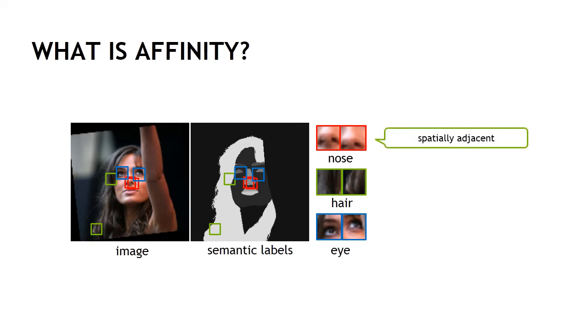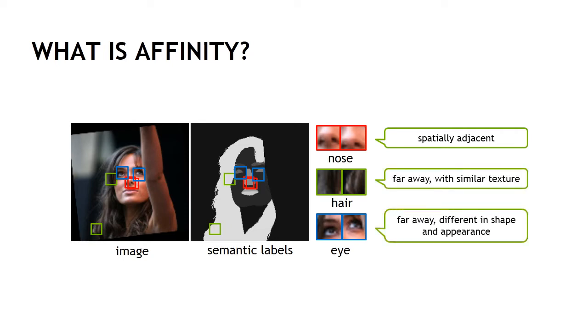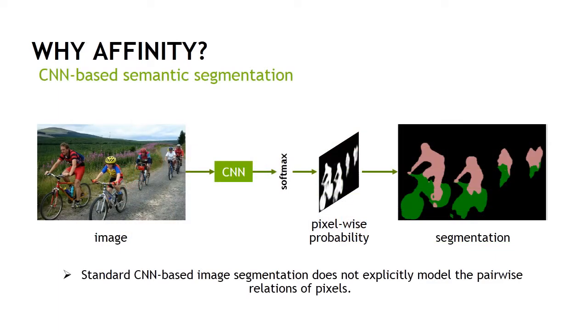In the semantically labeled space, a pair of pixels that belong to the same class can be very far away in an image and not similar in appearance or texture. A typical CNN-based semantic segmentation algorithm uses a fully convolutional neural network to classify each pixel into semantic labels. However, it does not explicitly model the pairwise relationships between pixels. As a result, such strong pairs are not used effectively.